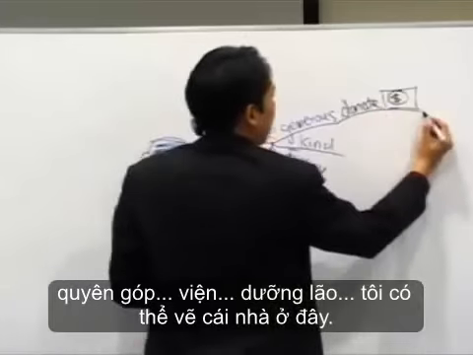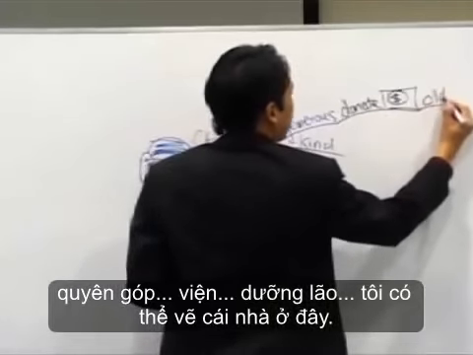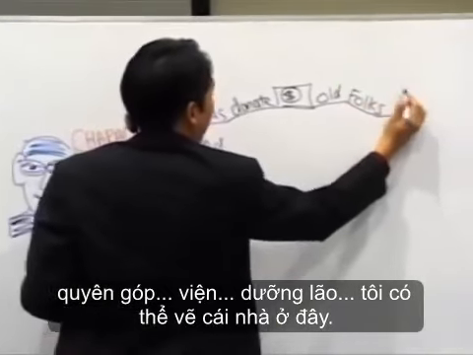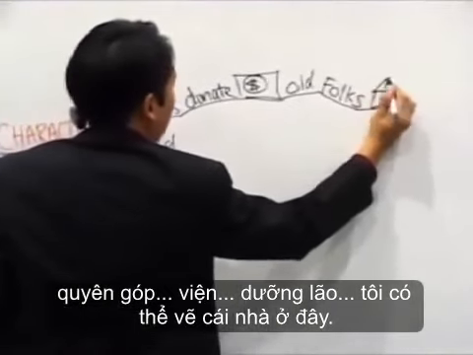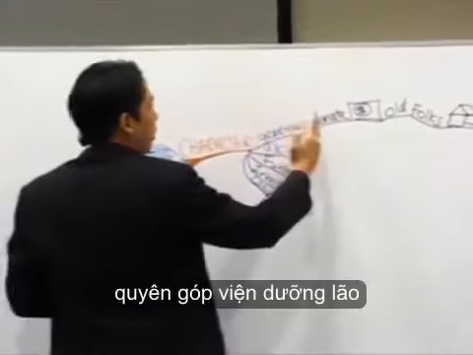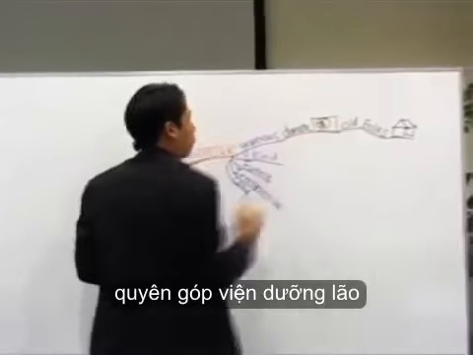So donate money, old folks, and home. Can draw a little house to represent it. You see that? So once again, one word, one line. Donate money, old folks' home.